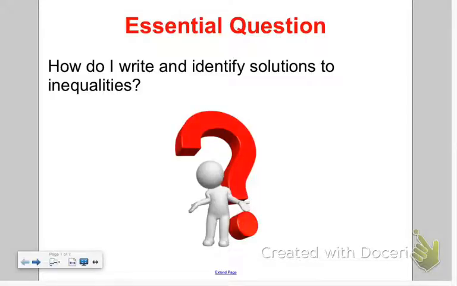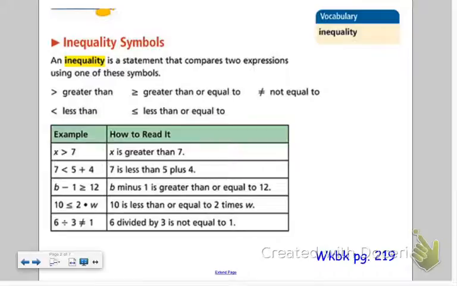Our next essential question is, how do I write and identify solutions to inequalities? So an inequality is a statement that compares two expressions using one of these symbols. If it's an inequality, you are going to see things like greater than, less than, greater than or equal to. When you see that little line underneath, that means or equal to.